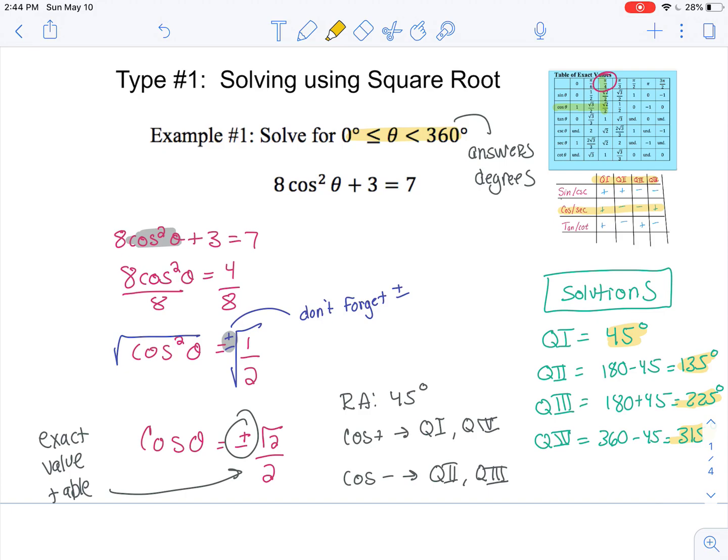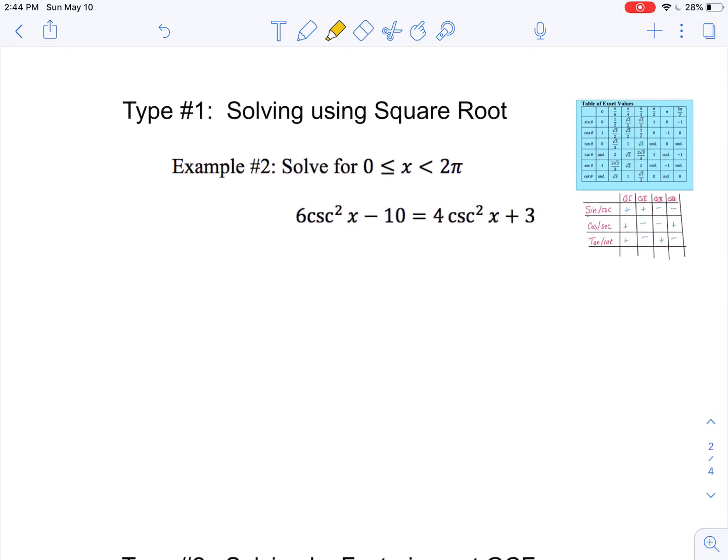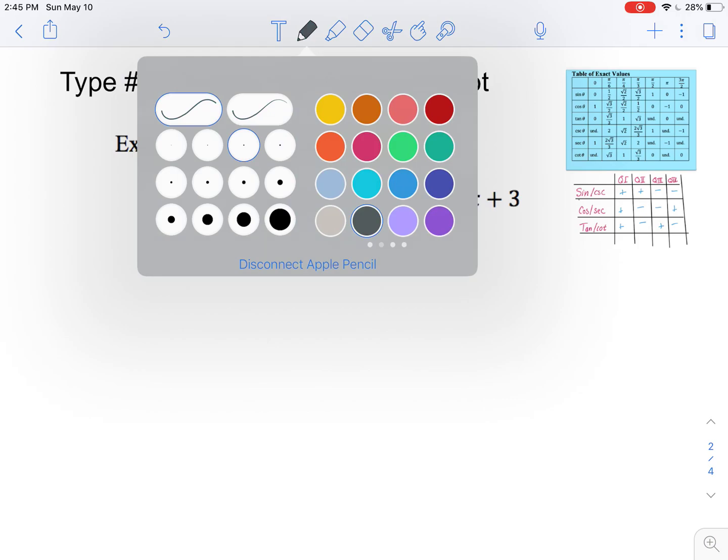We'll do example 2 here, which is also using the square root property. On example 2, we'll notice that our answers need to be in radians because my range is given in radians.